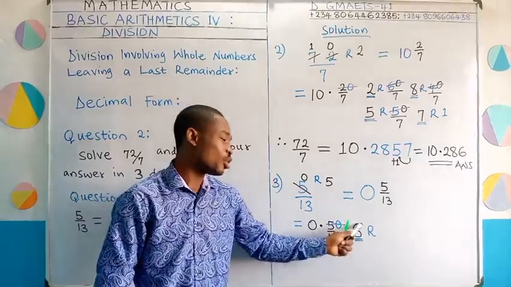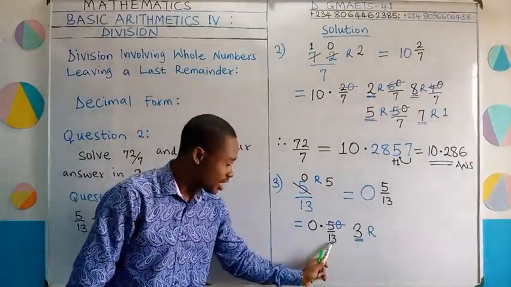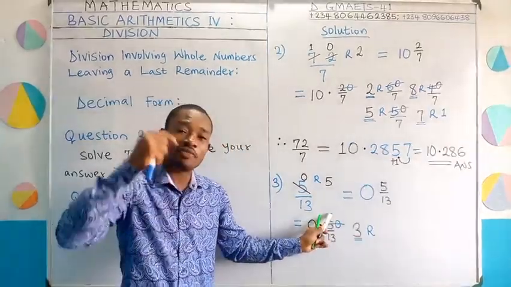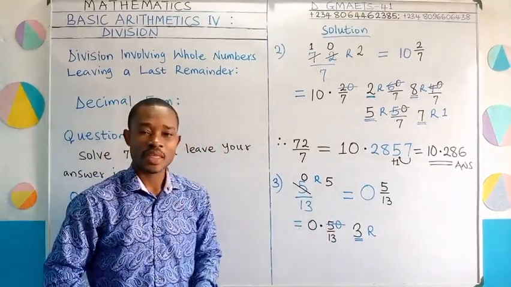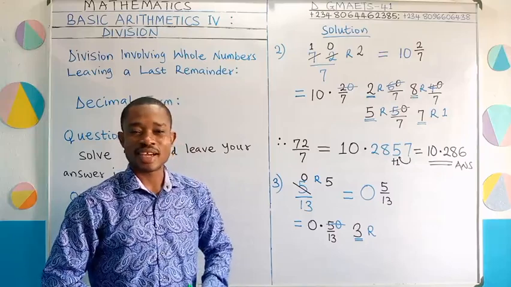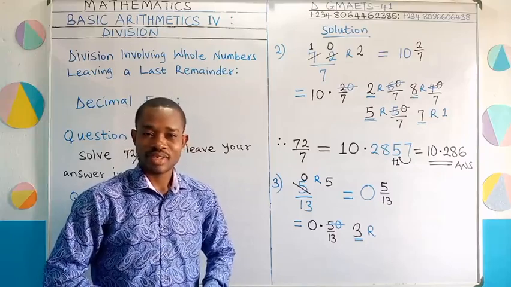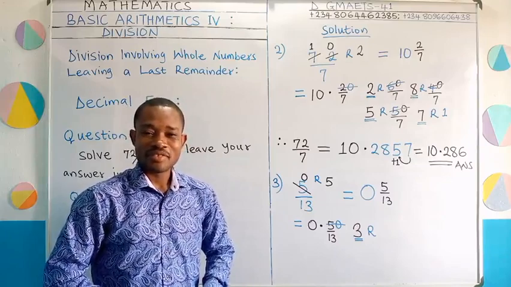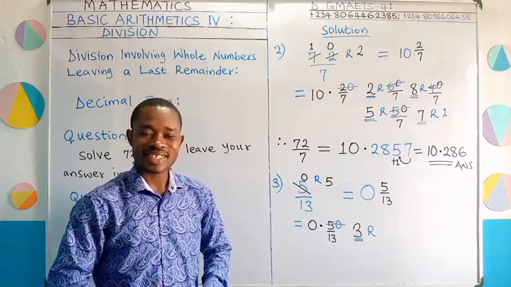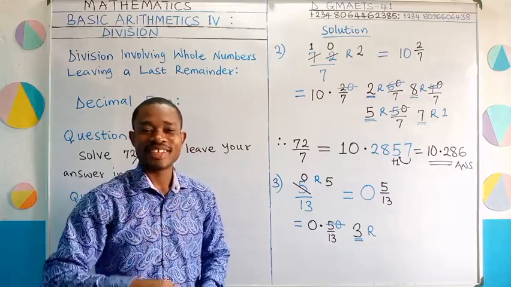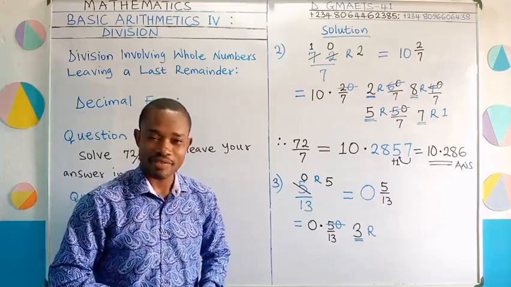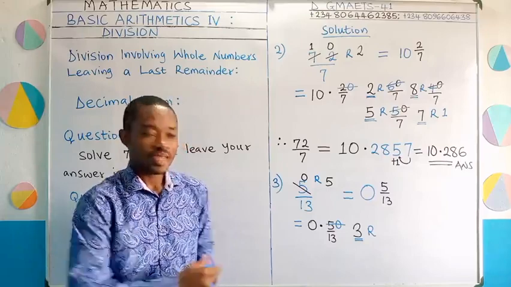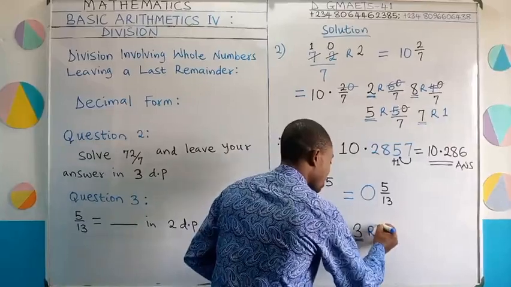Remember that 3 whole times will give you 3 times 13, 39. Then what you divided, 50 minus 39. 50 minus 39 will give us what? That will give us 11, is that not so? 50 minus 39, the remainder will be 11. So I'm going to put remainder 11 here.